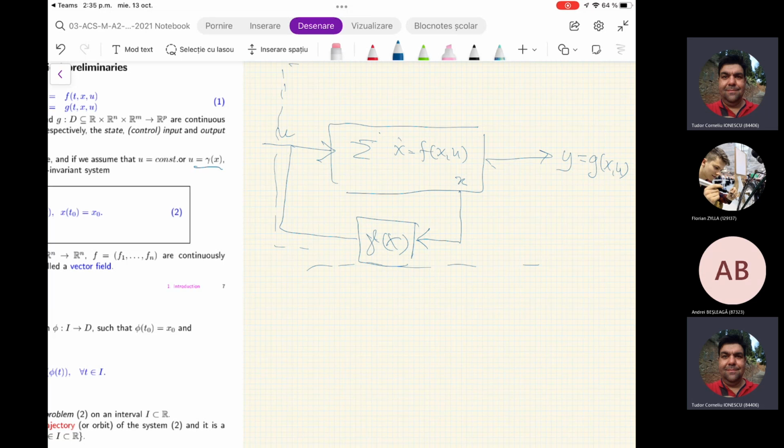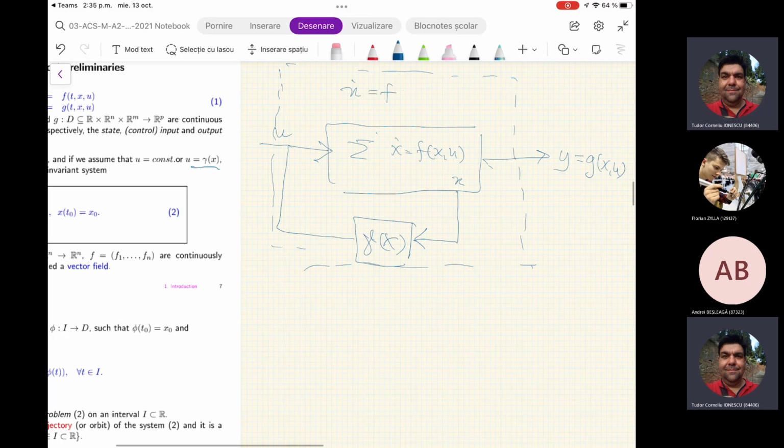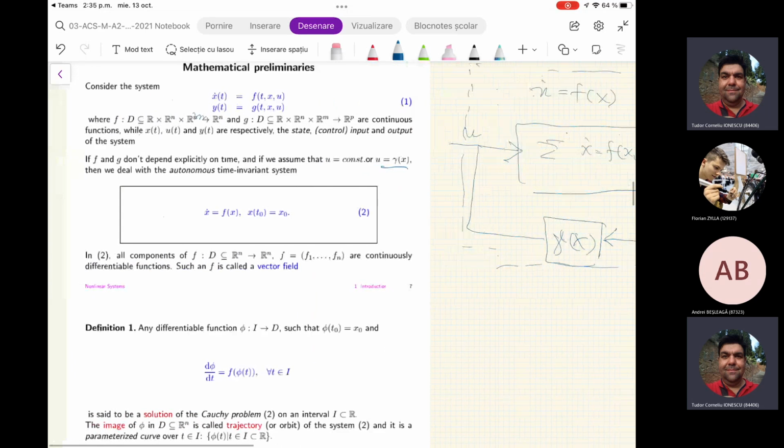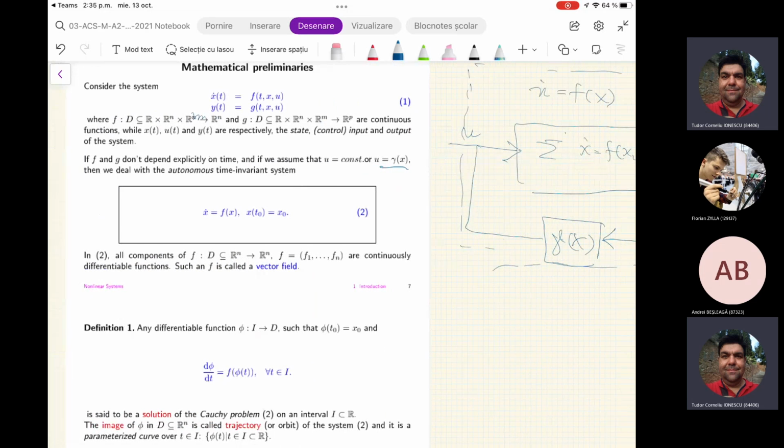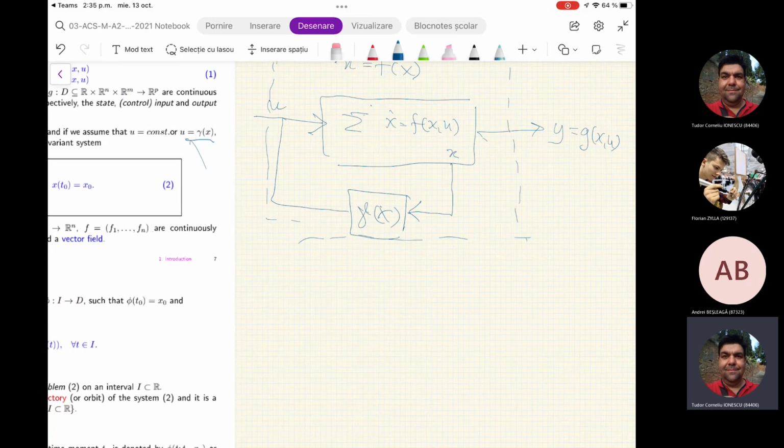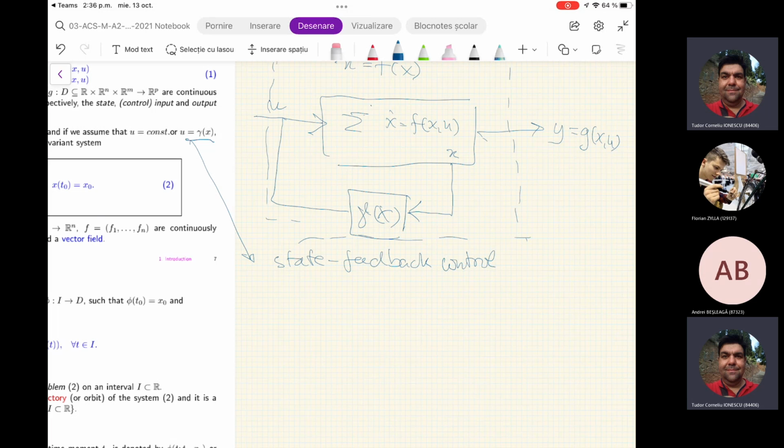it's an autonomous system. x dot is f of x. That is, this is a state feedback control. So gamma can be considered a state feedback control, and this is customary in multivariable control systems.